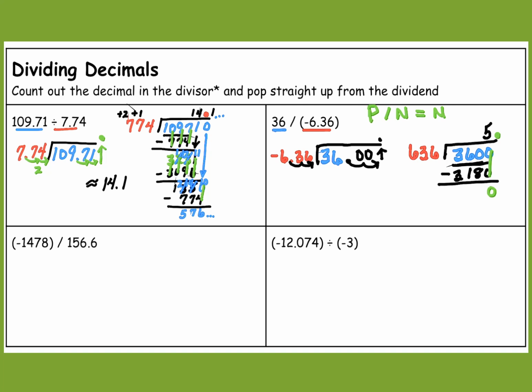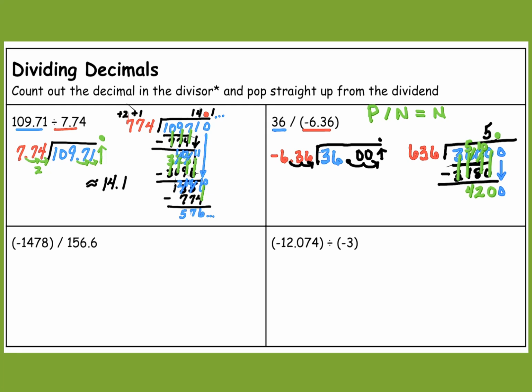0 minus 0 is 0. We cannot take 8 from 0, so we have to borrow from the 6. We're going to turn that 6 into a 5 and our 0 into a 10. 10 minus 8 is 2. 5 minus 1 is 4, and 3 minus 3 is 0. So we are left with 420 that we cannot take 636 from. Next, we want to annex in a 0 and drop that down to give us a total of 4,200.